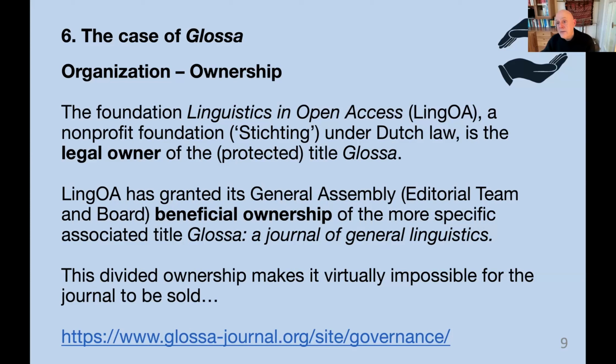If you've ever had, like when one of your parents dies and you own the house, sometimes in terms of beneficial ownership or legal ownership. And this is called the divided ownership. This is what we created for the journal to make it impossible to sell.